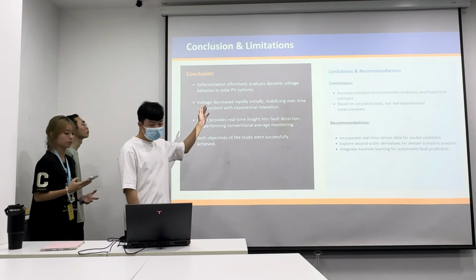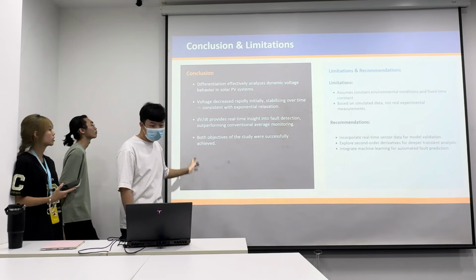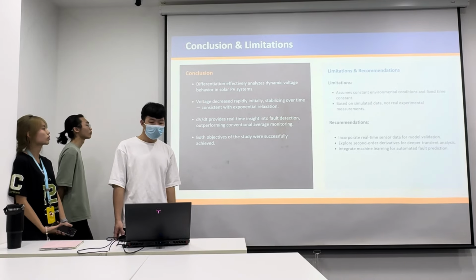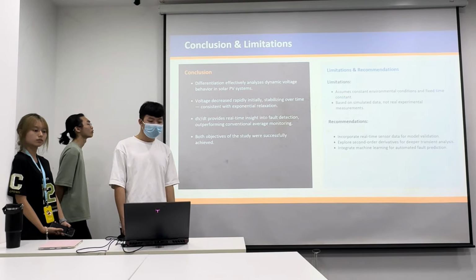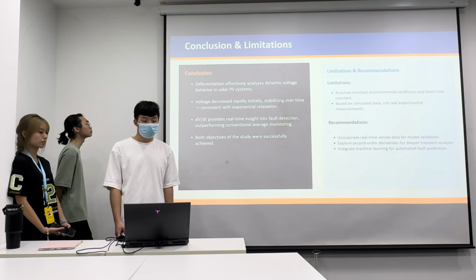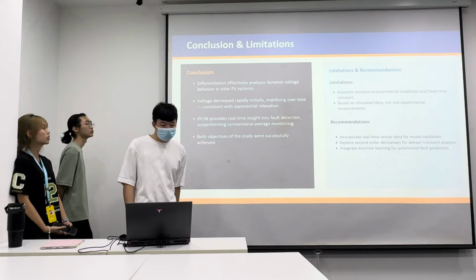Next is the conclusion and limitations. Our main conclusion, here on the left, is that calculus works well for this problem. Using differentiation helps us track the rapid voltage drops right as they happen. This is a big improvement over the old methods, which only measure the average voltage over time. Next are the limitations and recommendations.